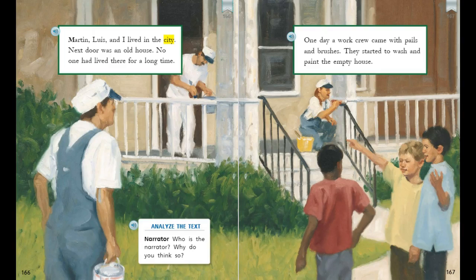Today in grammar, we're going to talk about something called a contraction. I'm going to model using contractions to describe the picture on your screen. The boys see a house. It's next door. They're watching a man. He's painting.